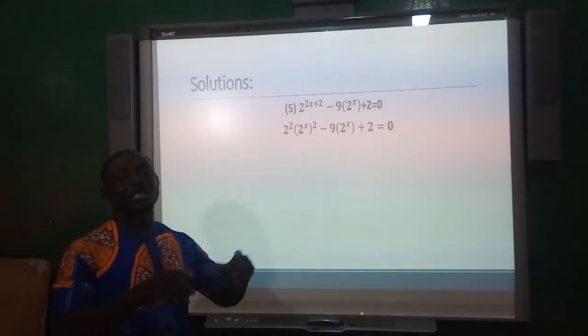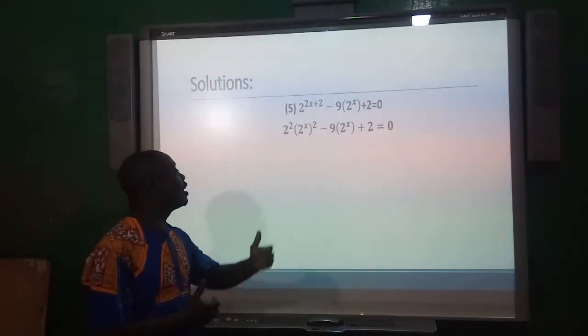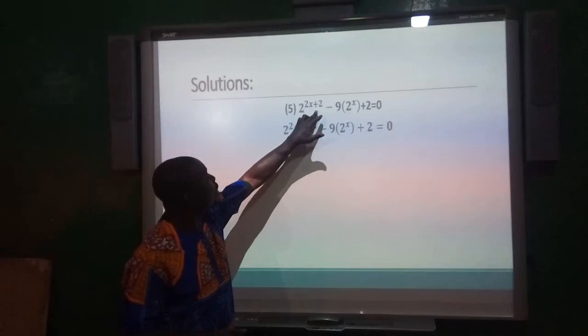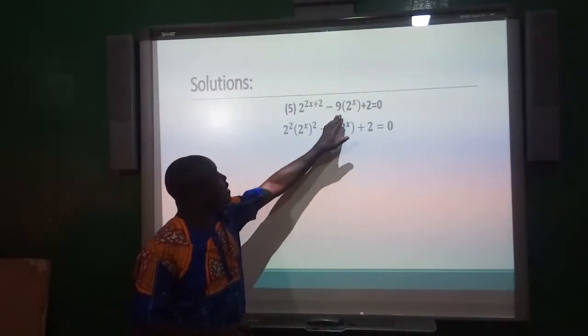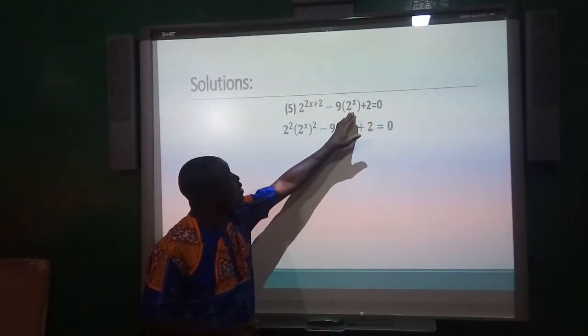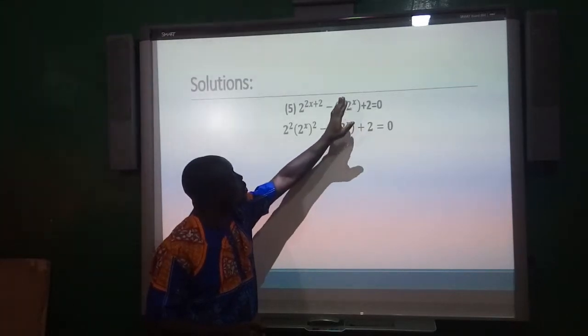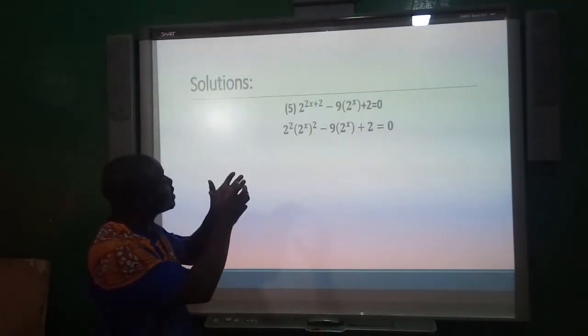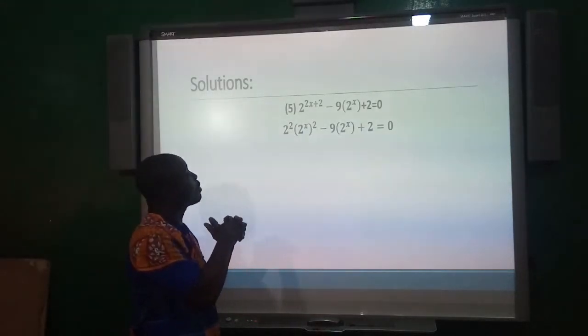I have only brought question number 5 over here for you. That is 2 raised to power 2x plus 2, minus 9 raised to power 2x, 9 times 2 raised to power x plus 2, equal to 0. So I decided to break this down the way I did in question number 4.